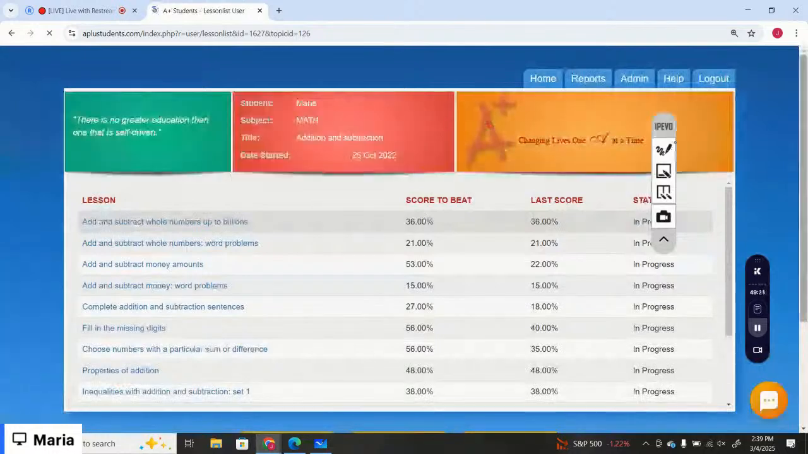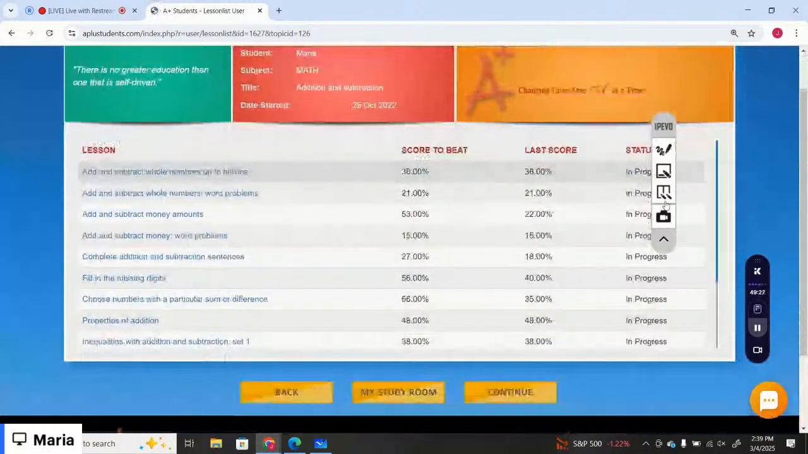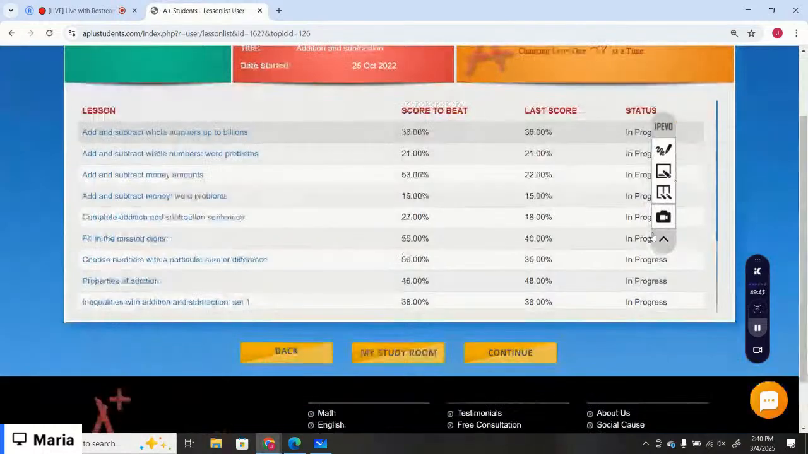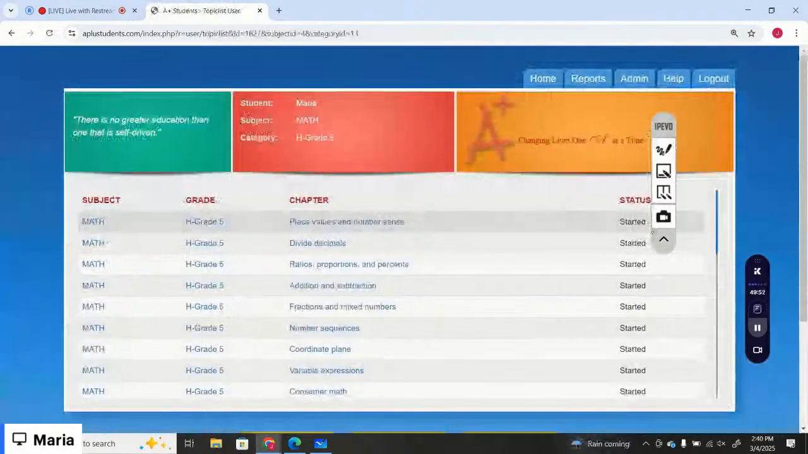Okay, so we were working on grade 5 math. The chapter we were working on is addition. The lessons we have covered today are complete addition and subtraction sentences, find the missing digits, choose numbers with a particular sum or difference, and properties of addition. So please make sure before the next session you complete all the practice questions for the lessons we just did. That is your homework until next session.